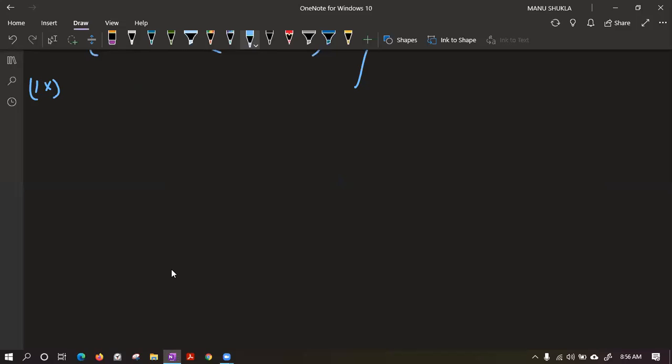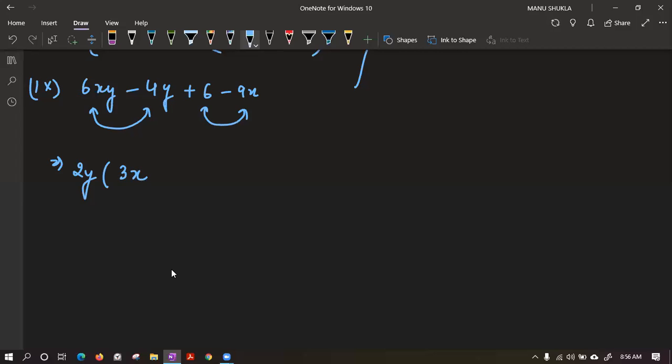In the ninth part we have 6xy minus 4y plus 6 minus 9x. I will do it a little quicker. If you see in this group and in this group, let us try. Y is common and 2 is common. So 3x is left over here, 2 is left over here.